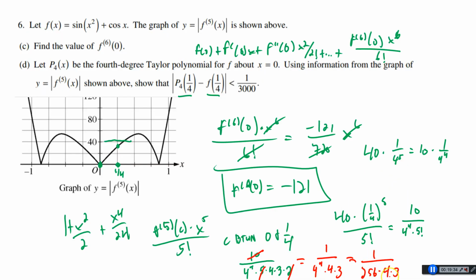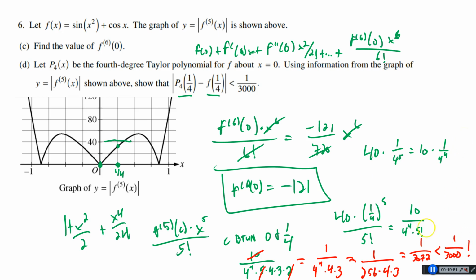So 256 times 4 is 1024. Times 3 is 3072. Goodness, this is 1 over 3072, which is indeed less than 1 over 3,000. Thank goodness. Yay, put an exclamation there. It's not factorial, but I'm glad it's over.